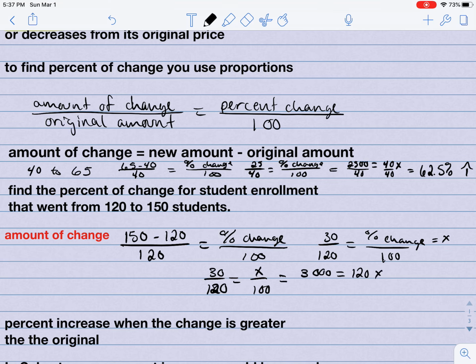Once again, to solve for x, we divide by the coefficient, which is the number in front of the variable. This is going to leave us with x is equal to 25% increase. Oops, I wouldn't need the decimal because this is now a percent. And that is increasing, so it's going up. So it's the difference between the new amount and the original over the original, and then timesing that by 100 gives us our percent change.